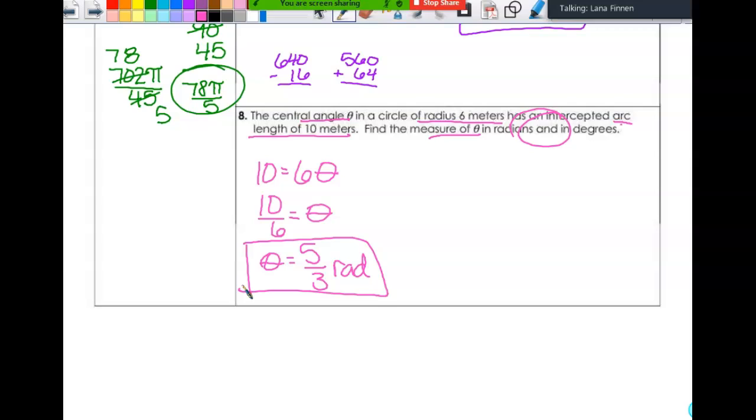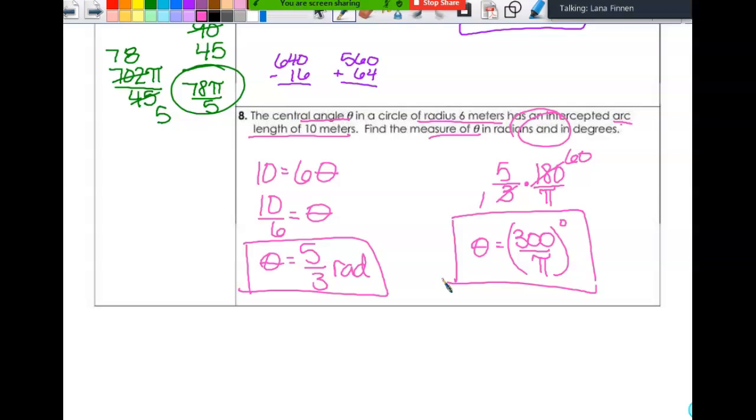So then I also have to have it in degrees. So I'm going to take those radians, which is 5/3 radians, and to get it into degrees, I multiply by 180 over pi. So 3 goes into 3 once, and 180 60 times, so I get 5 times 60, and I get theta equals 300 over pi degrees.